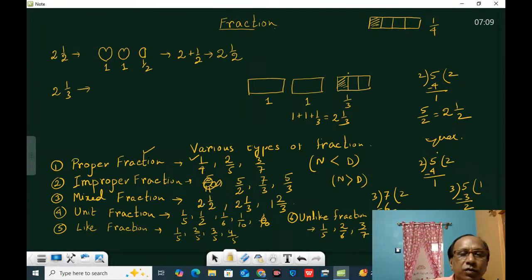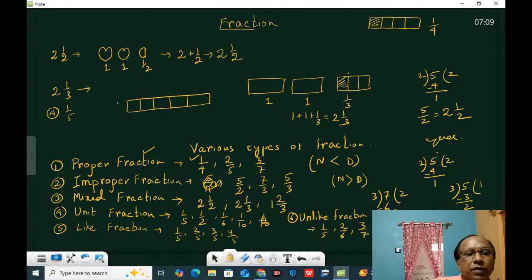And a mixed fraction is the same, 2 whole 1 by 3. And unit fractions are the same, that is 1 by 5. Number 4 is a unit fraction. Suppose I want to draw 1 by 5, then it will be 5 equal parts. Total parts are 5, but all are equal. Equal in the sense 1, 2, 3, 4 and 5. All the parts are equal. And if I take one colored part, this one, then it is the value of 1 by 5. This is 1 by 5 part, right?